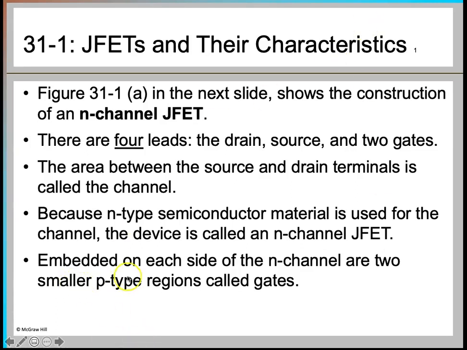And embedded on each side of the N channel are two smaller P-type regions called gates. So in the case of an N-channel JFET, you have two small P-type regions connected on either side, which are called your gates. So always remember, if you have an N-channel JFET, then the two gates on opposite sides are of P-type. Whereas if you are using a P-channel JFET, then those two gates are going to be N-type.